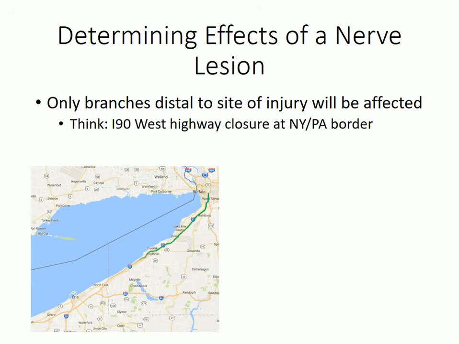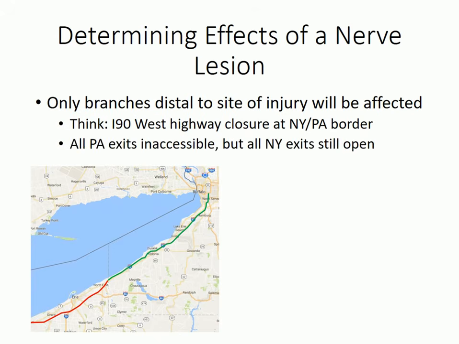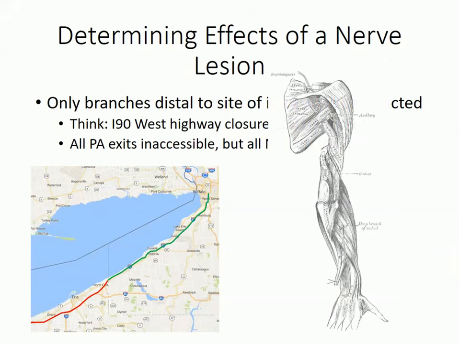Now, let's imagine that there is a major accident that closes all westbound lanes of the I-90 right at the New York-Pennsylvania border. Coming from Buffalo, none of the exits within Pennsylvania would be accessible, but it would not interfere with exits off the I-90 within New York State itself. Similarly, as we will see with nerves, structures supplied by nerve branches distal to a neural lesion will be affected by the injury, but the structures supplied by nerve branches proximal to the site of injury will be unaffected.